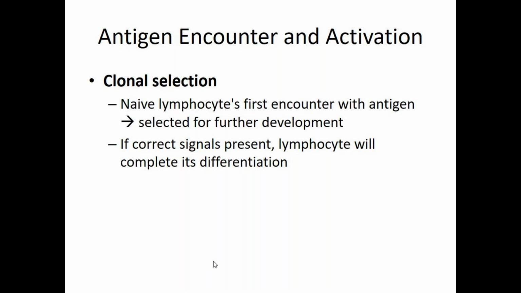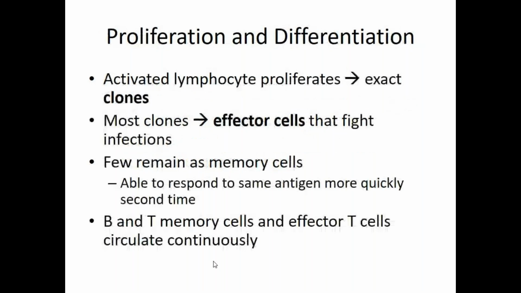Okay? At this point, the lymphocyte is going to begin a process by which they make clones of themselves, and have a very specific sort of reaction to that particular antibody or antigen. And this is the process of proliferation and diversification or differentiation. Okay. Once activated, we make a whole lot of copies of that cell.